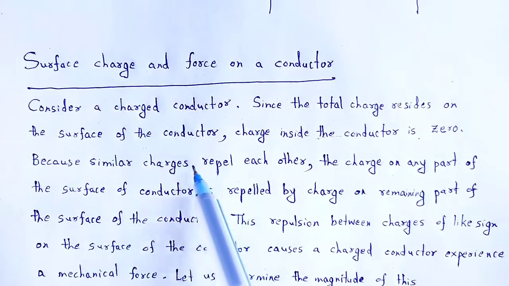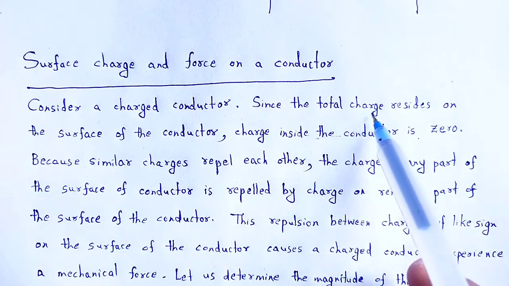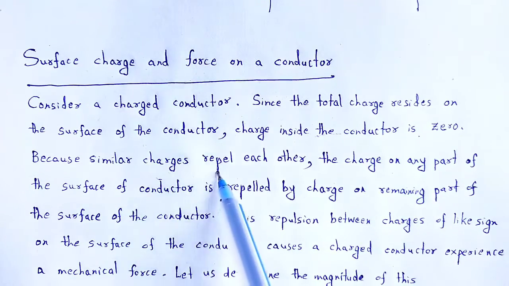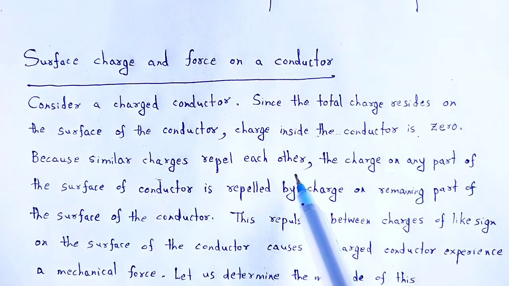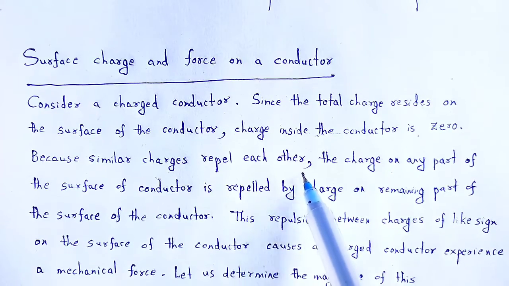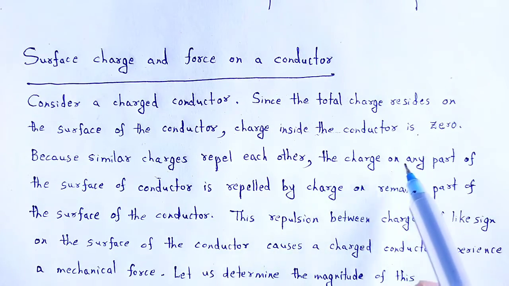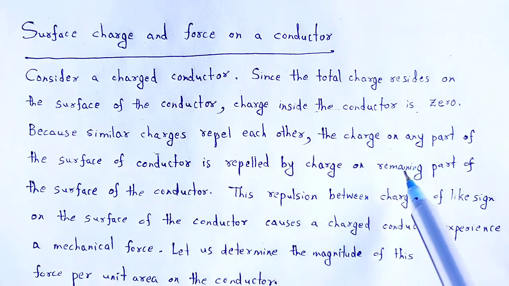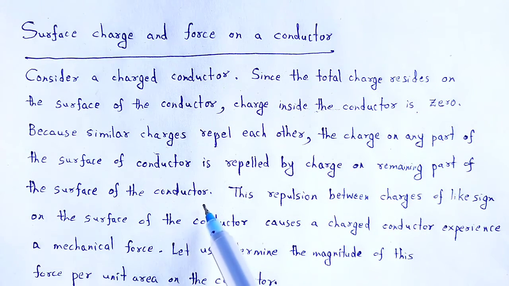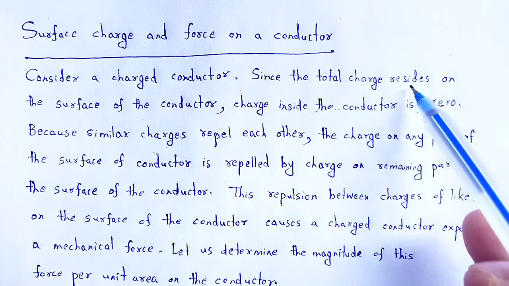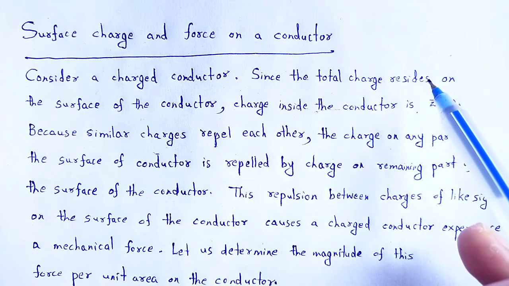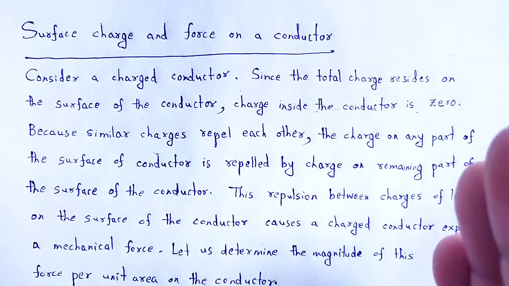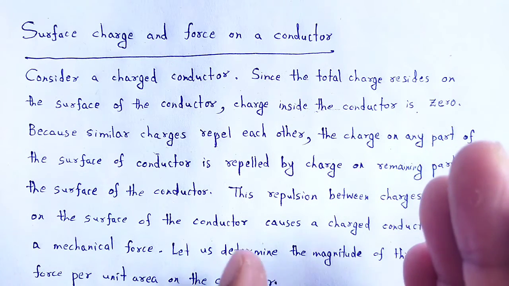Because the charges reside on the surface of the conductor, what happened? Similar charges repel each other, and the charge on any part of the surface of the conductor is repelled by the charge on the remaining part of the surface of the conductor. According to the property of charge, similar charges repel each other.